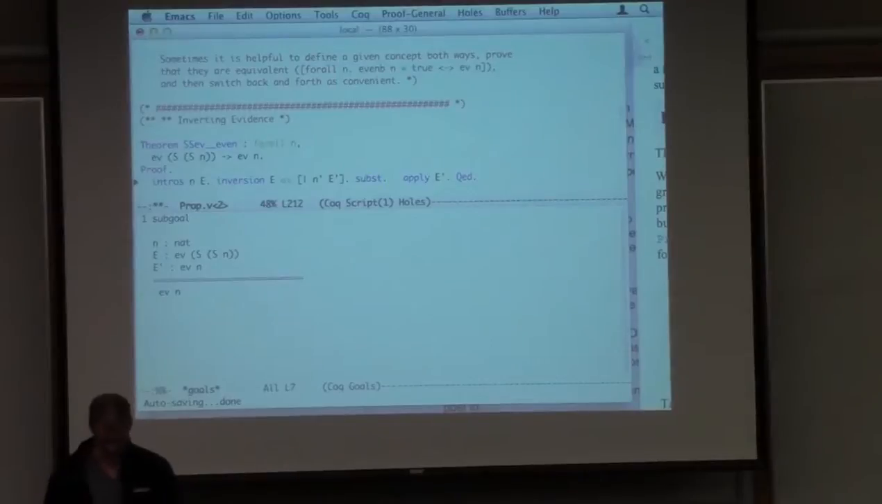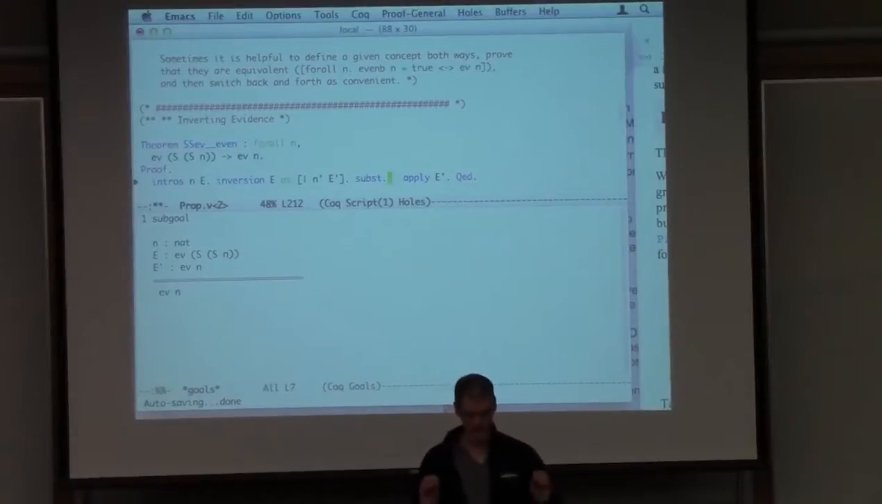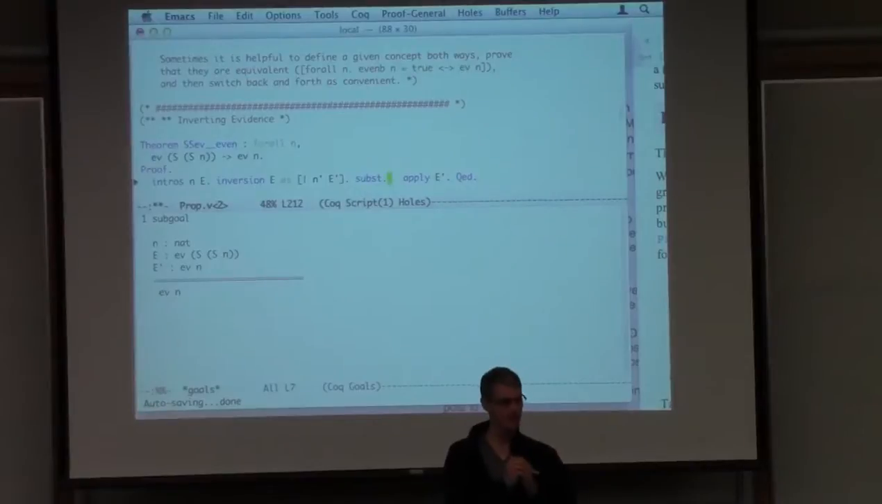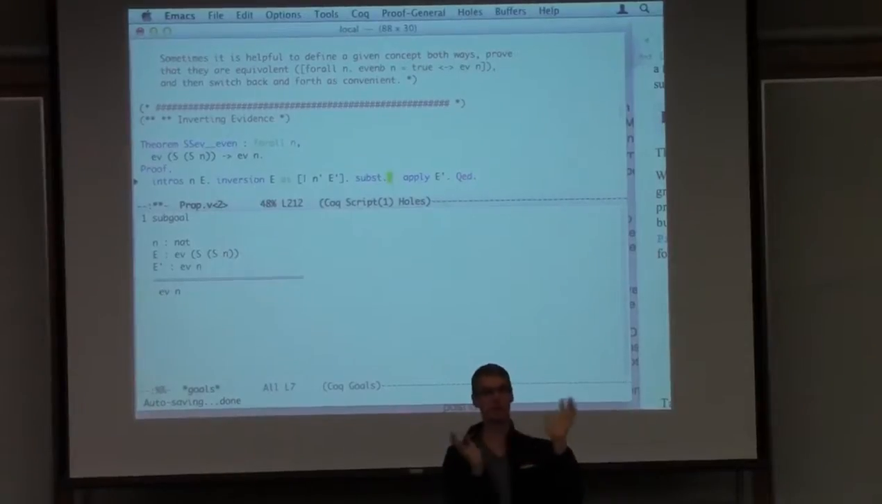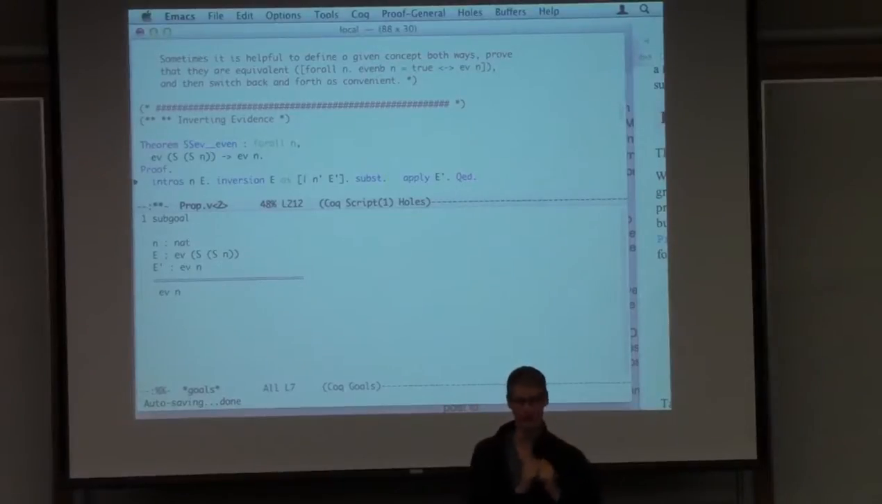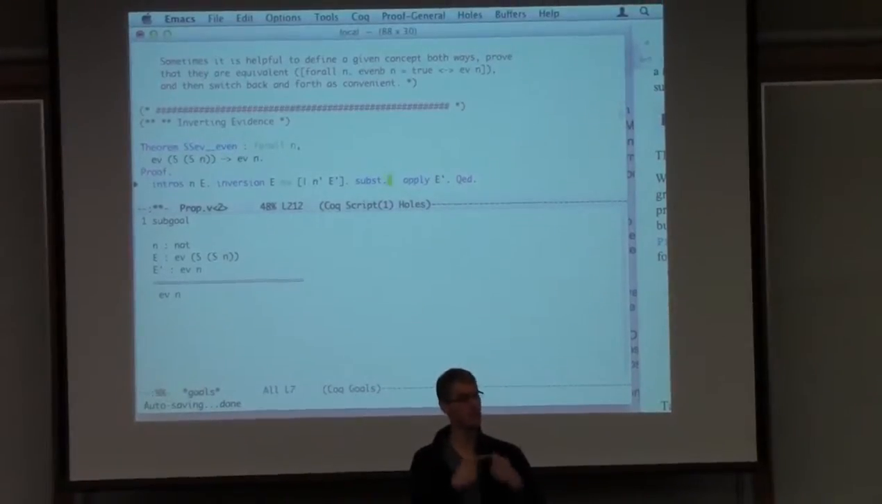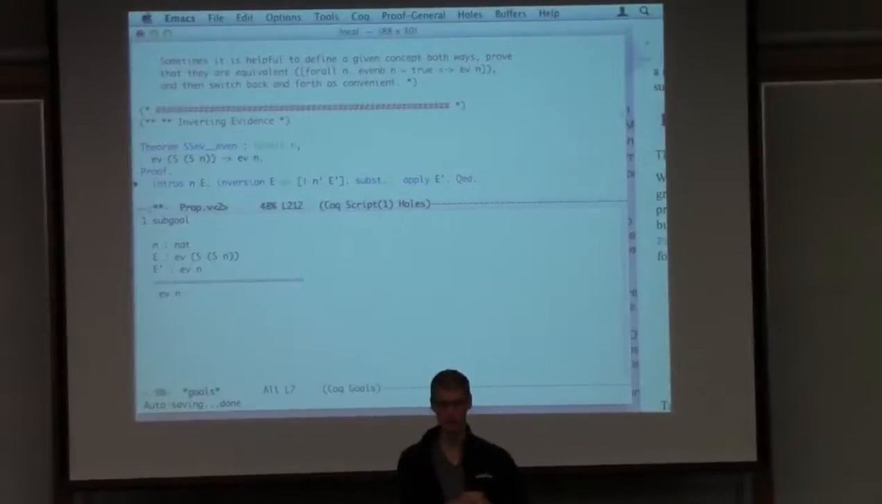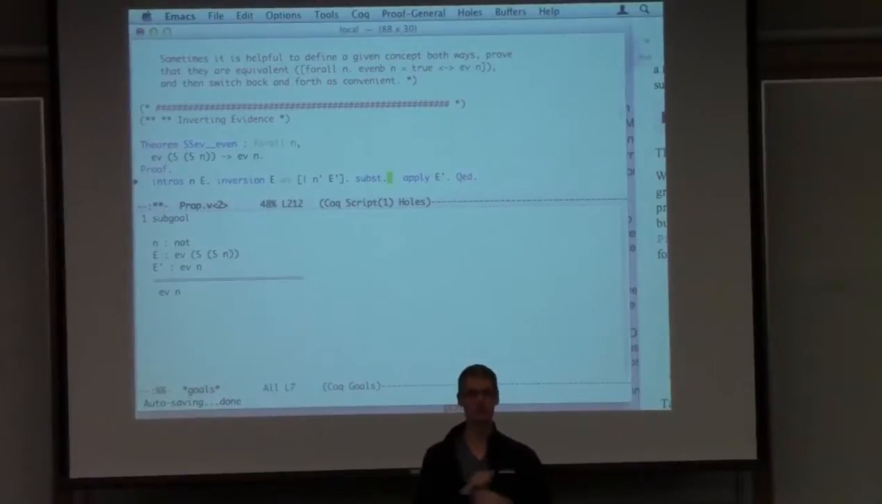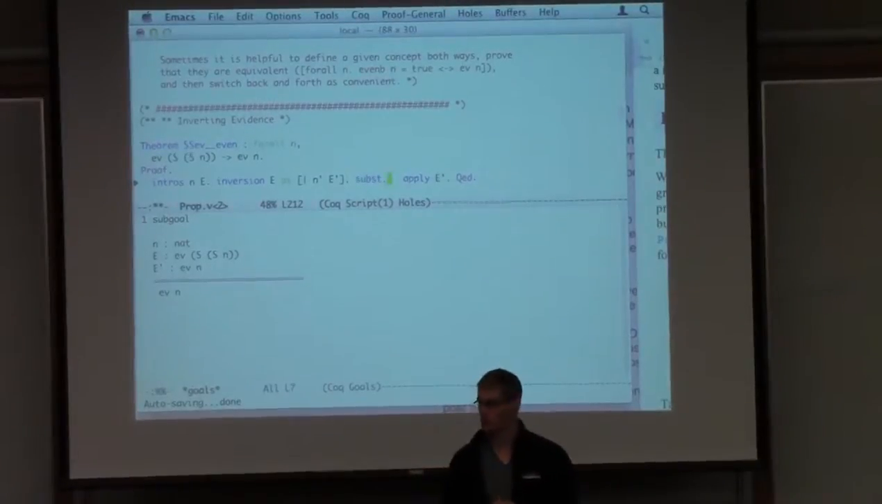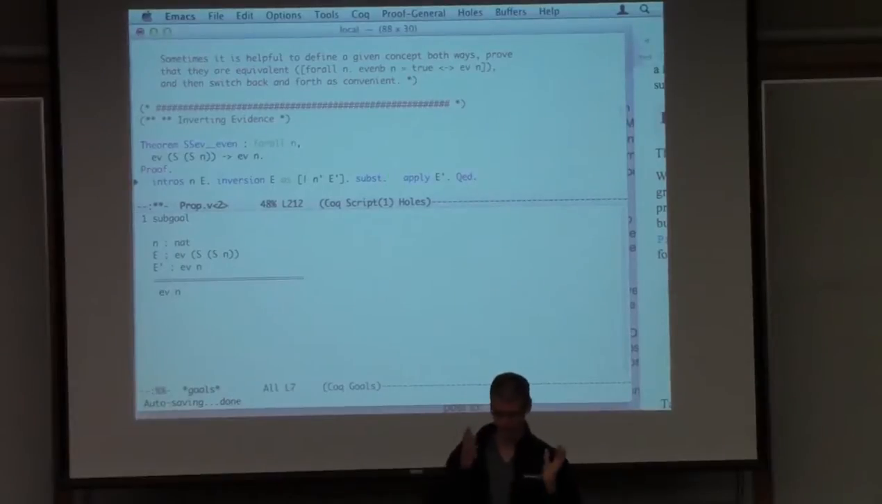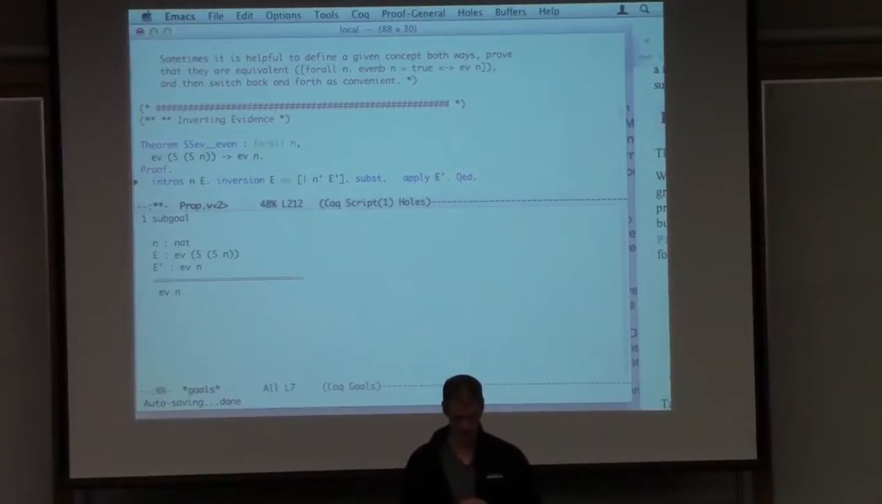Is that all I want to say about this? I think that's all I want to say about this. The point is, inversion takes a piece of evidence and figures out all the possible ways that could have been built. Sometimes, if the evidence is contradictory, if it's something that isn't actually provable, then as we've seen, it will generate 0 subgoals and immediately prove the goal. Or sometimes, if there are several ways, it will generate several subgoals. In the process, it generates a bunch of equalities, which, if you don't want to try to figure them out laboriously, can be dealt with all at once by subst.